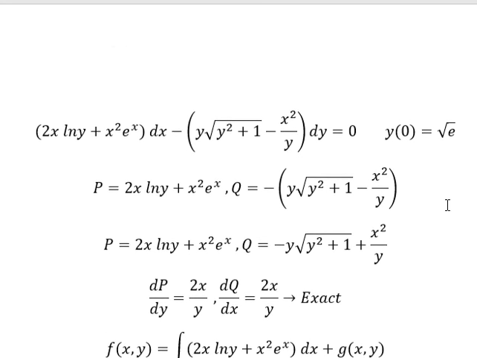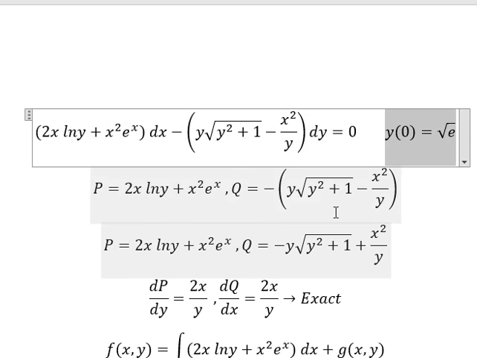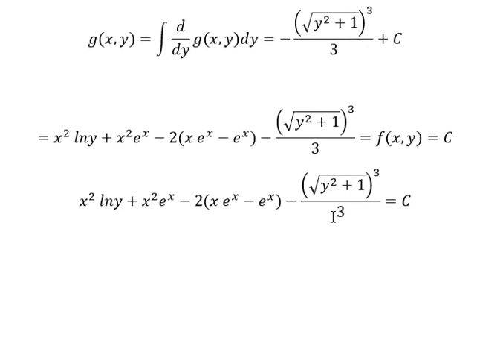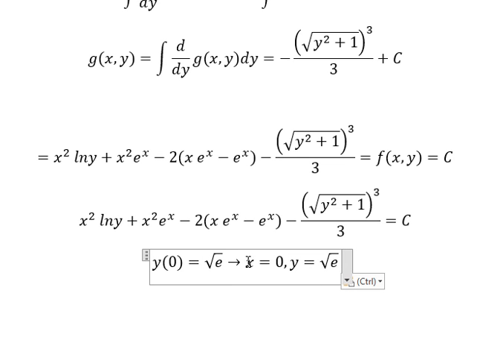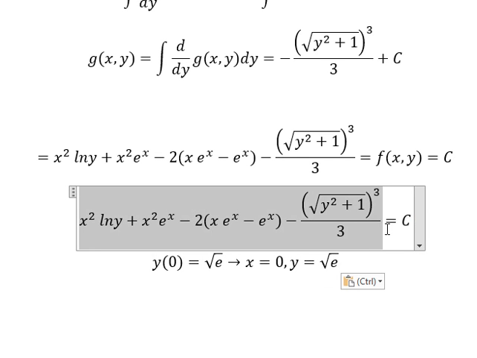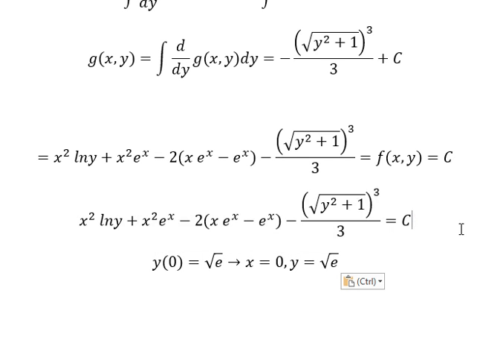Now we have the conditions. That means when s equals to number 0, y equals to the square root of e. Now we put this one, go in here to find the value of c.